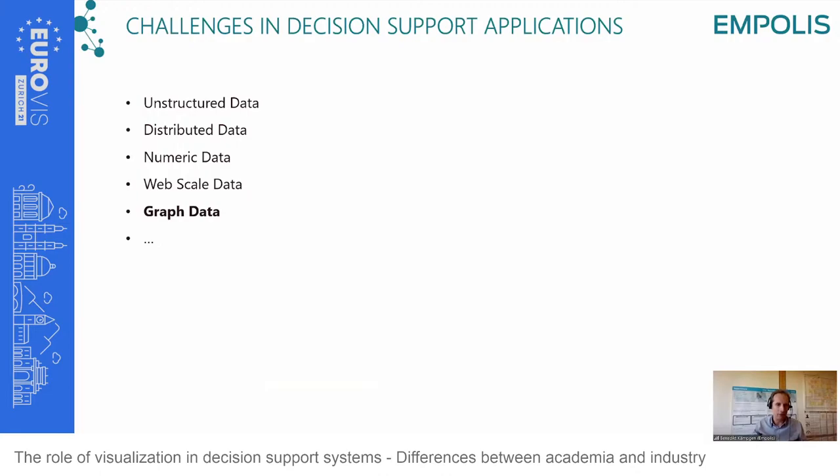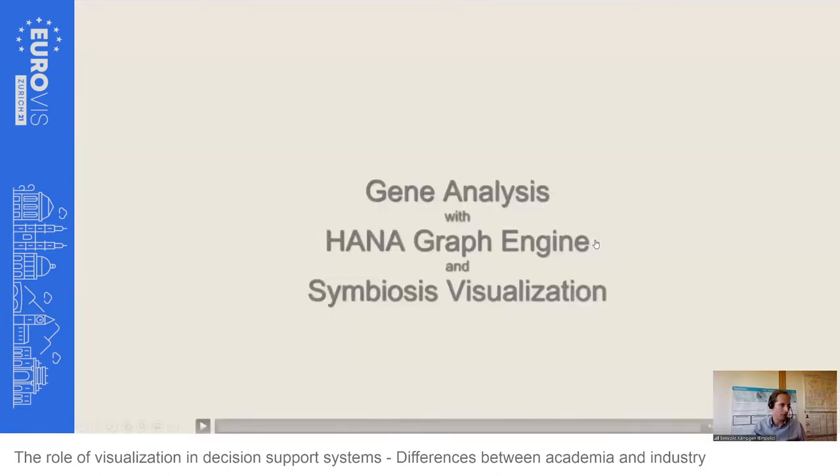Yeah, graph data. For that, I want to show you a visualization of what I did research about together with SAP on the HANA graph database. This is one example where you actually see that, now that we have large amounts of graph data, a typical relational database will probably not be sufficient, and also the typical visualizations will not be sufficient. Let's have a look at that.